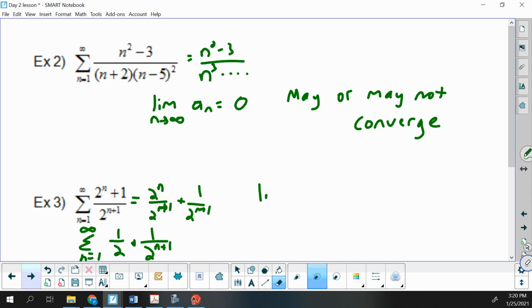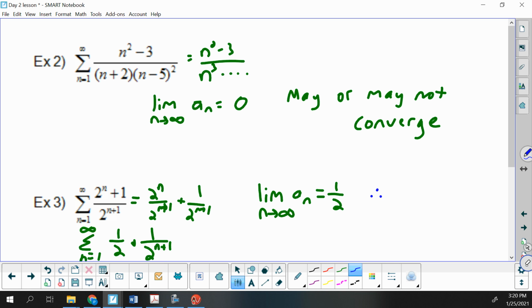Well, for our terms, as the limit as n goes to infinity of our terms, so the individual values, that second part of it is going to go to 0. So the terms are going to go to a half because there'll be 1/2 plus next to nothing. Because our terms are not going to 0, we can say that the series diverges by the nth term test.